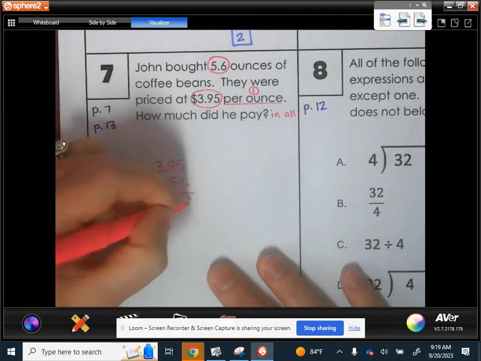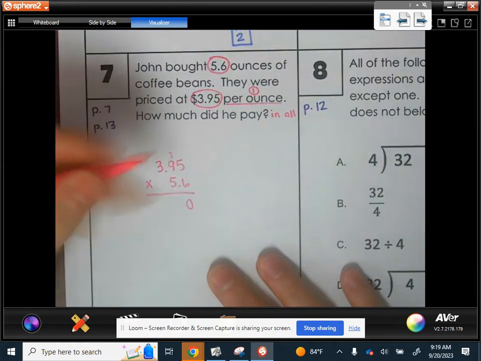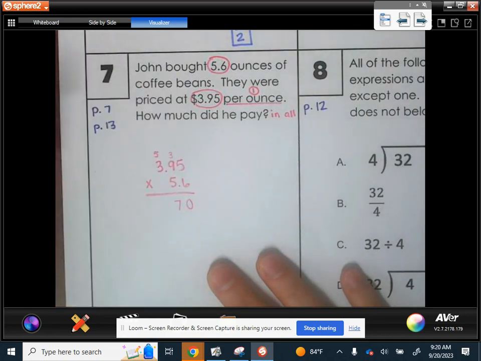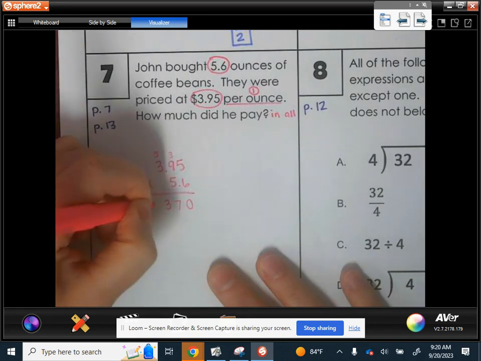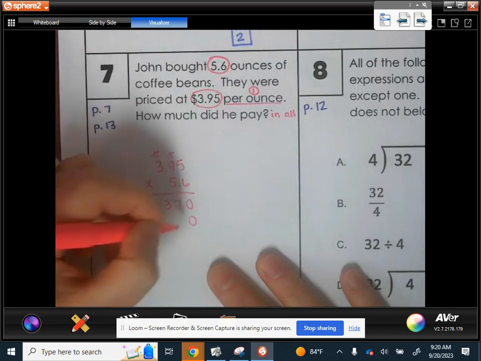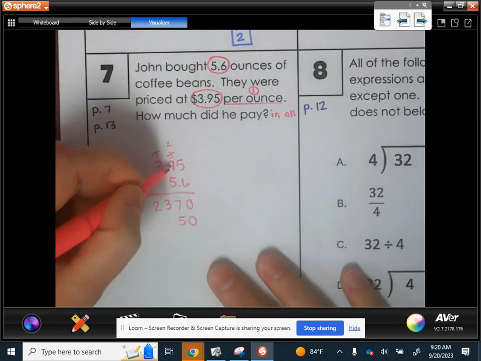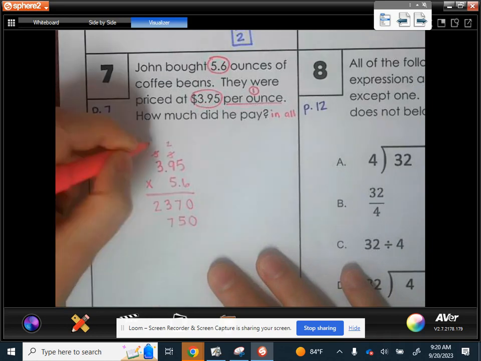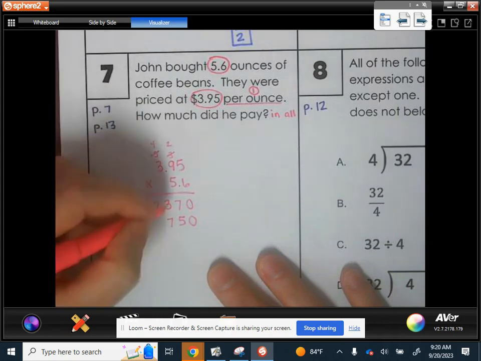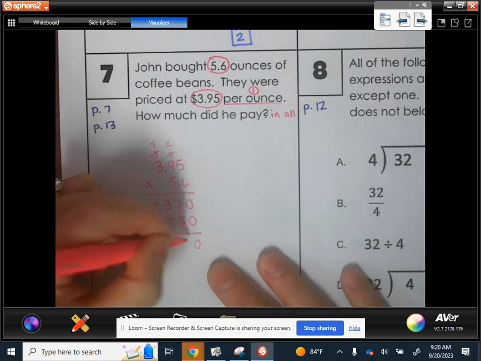6 times 5 is 30. 6 times 9 is 54, plus 3 is 57. 6 times 3 is 18, plus 5 is 23. Placeholder 0. 5 times 5 is 25. 5 times 9 is 45, plus 2 is 47. And 5 times 3 is 15, plus 4 is 19. Add those together.